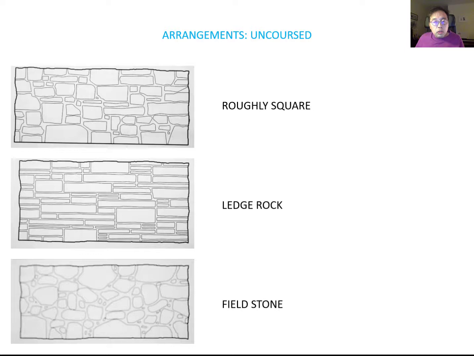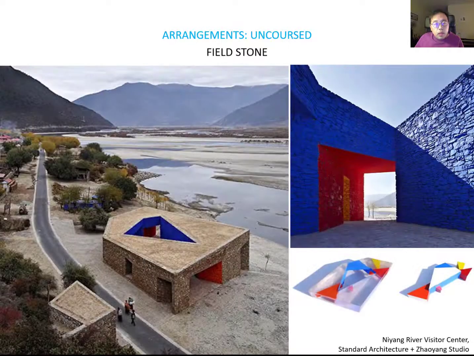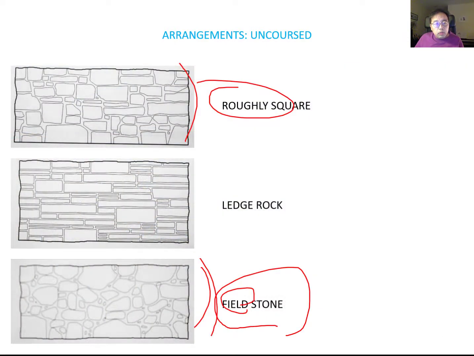The field stone is the most random arrangement. You can see the field stone. This is the most random arrangement type, and then roughly square is the most organized type in an uncoursed arrangement. So let's look at one example using this field stone. This project uses the field stone arrangement, which, as you can see, is the most random arrangement type.